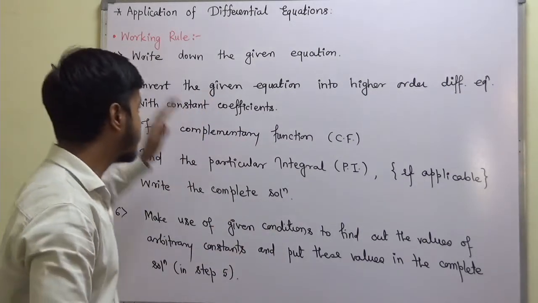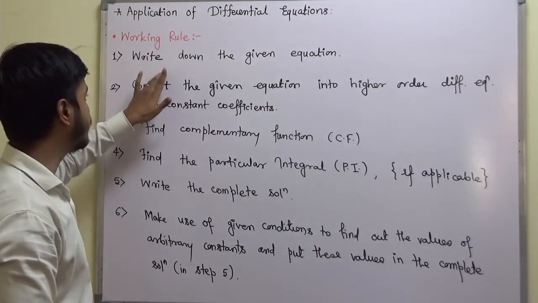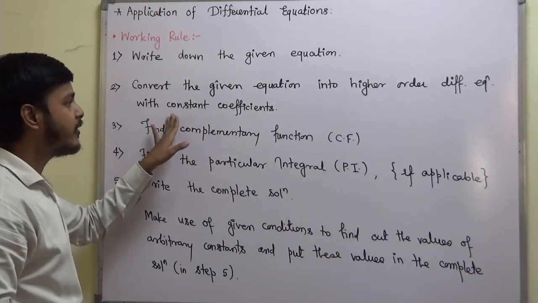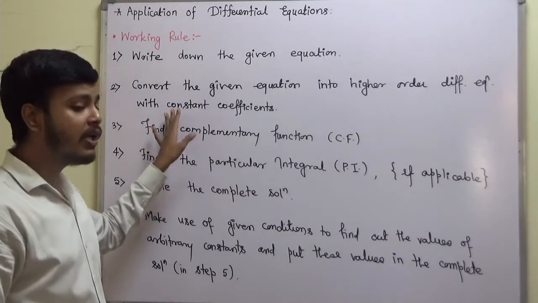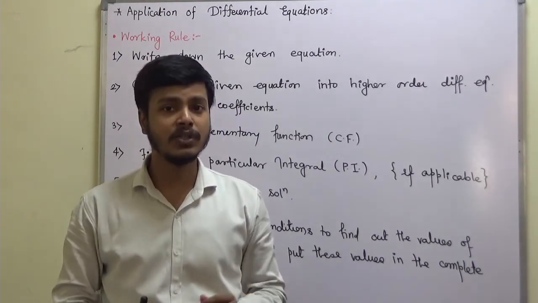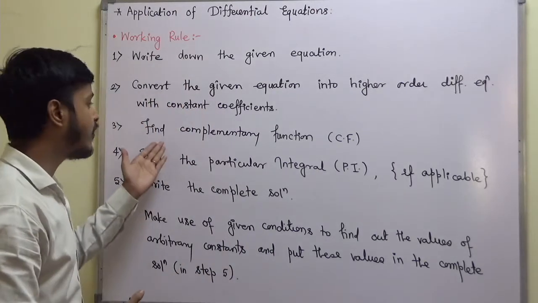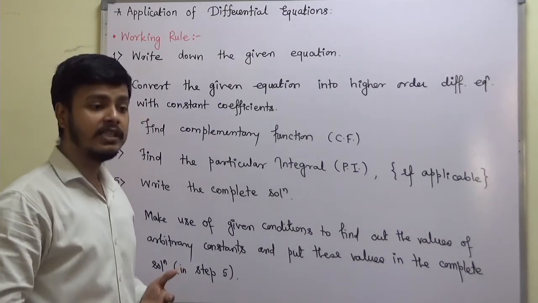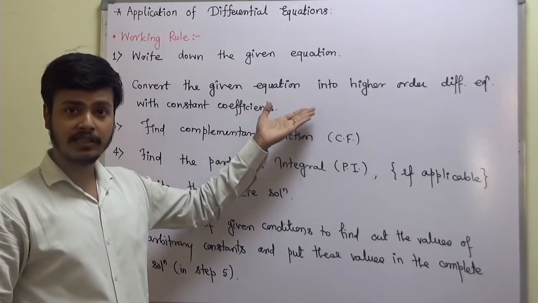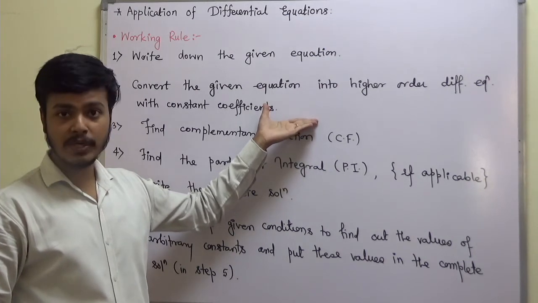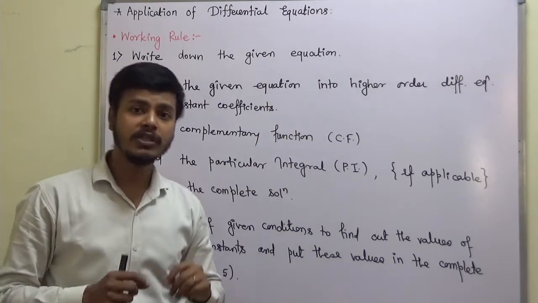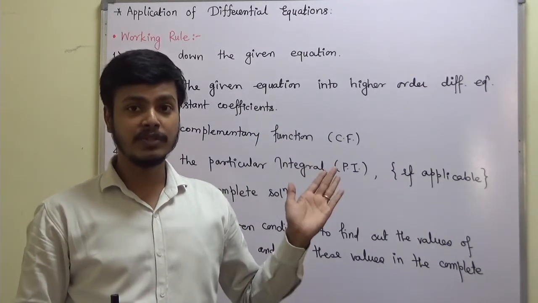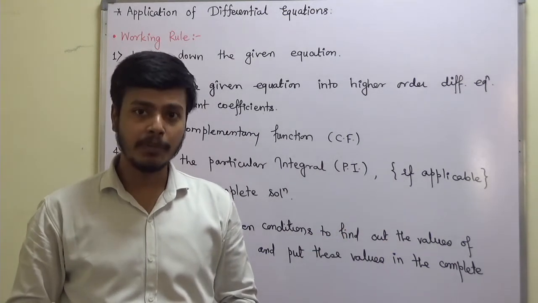I hope this is clear to you. The very first thing that you have to do is write down the given equation. The second thing is convert the given equation into higher order differential equation with constant coefficient. Once you get it, you have to find the complementary function. And you know how to find it: write down the auxiliary equation for the higher order differential equation with constant coefficient, find the roots, then according to the different rules that depend on the nature of the roots, we write down the complementary function.